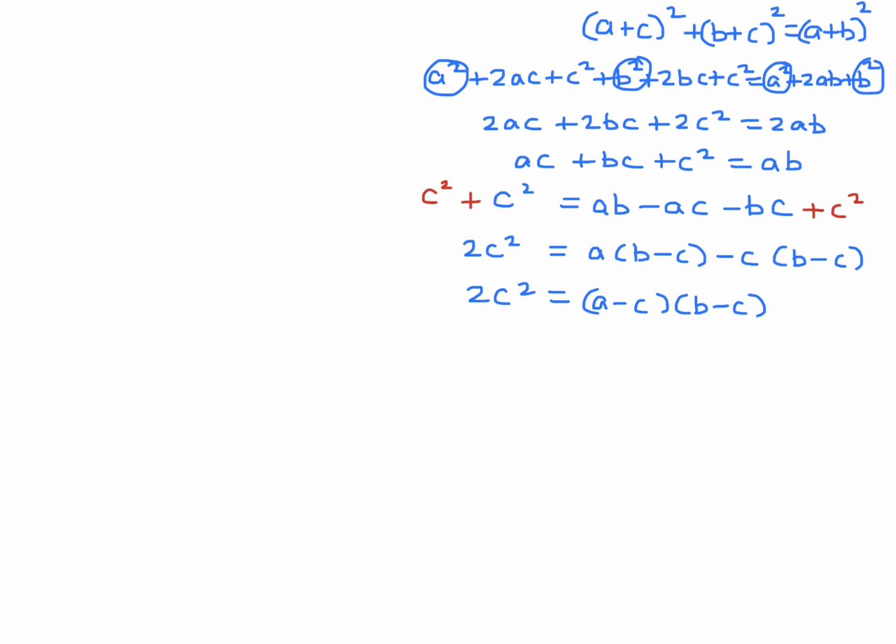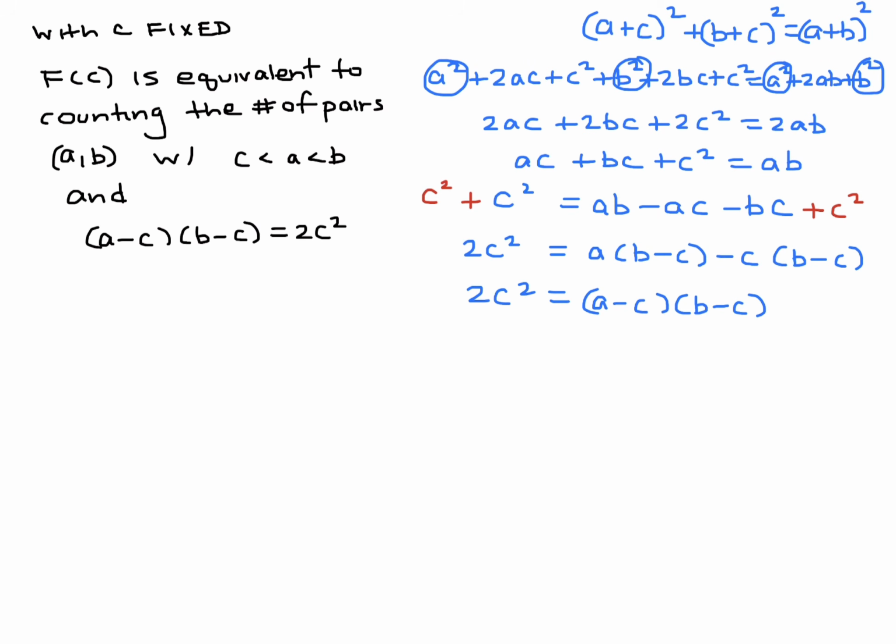So this equation basically is now what it boils down to. With c fixed, f at c is equivalent to counting the number of pairs a, b, with c less than a less than b, the condition, and this equation that we have arrived at. So really what it boils down to is trying to find the number of divisors of this little guy, because that is basically what this is. It's two numbers multiplied by each other. So we must find the number of divisors of 2c squared, and that's basically the equivalent of f at c.